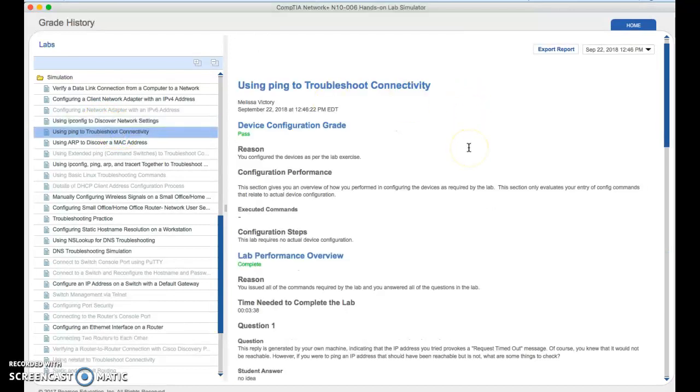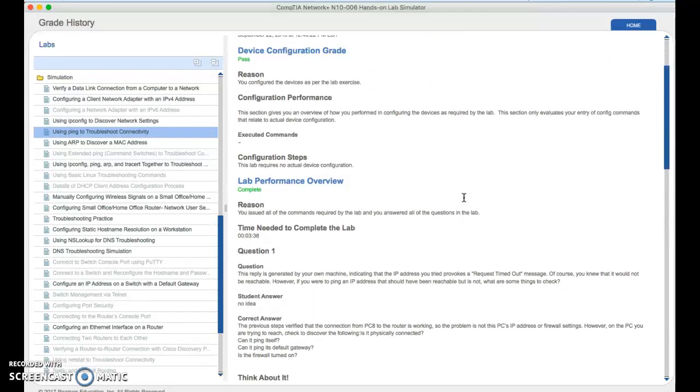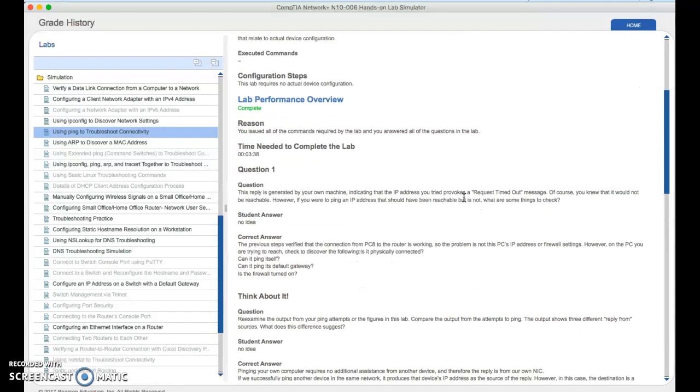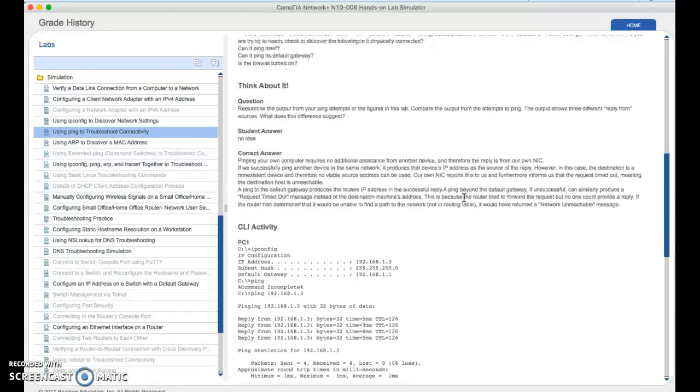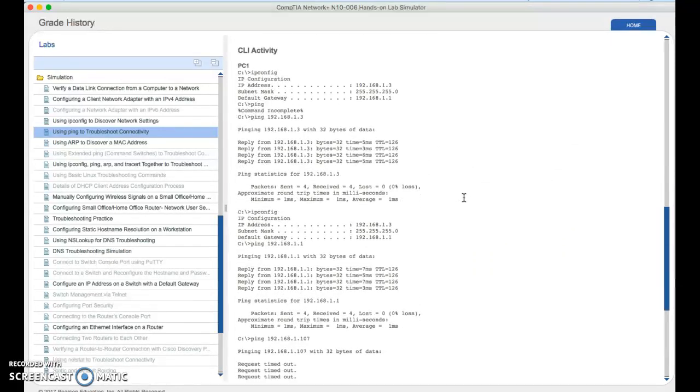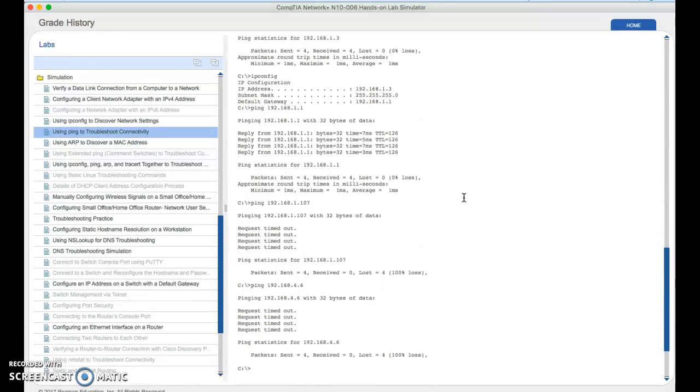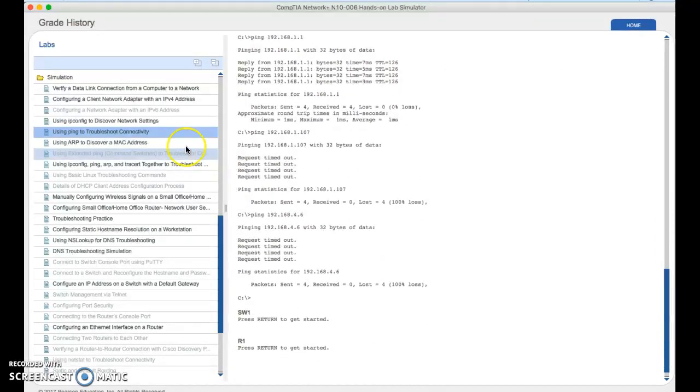Then I did the using ping to troubleshoot the connectivity. Again, I was able to execute all of the commands appropriately, but again, I struggled to answer some of the questions based on the information that we had used to actually ping things.